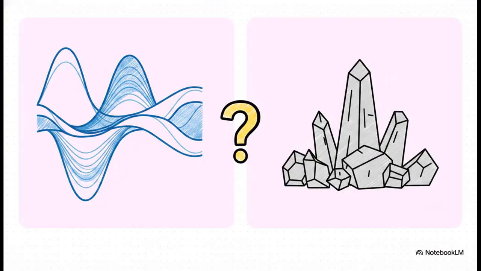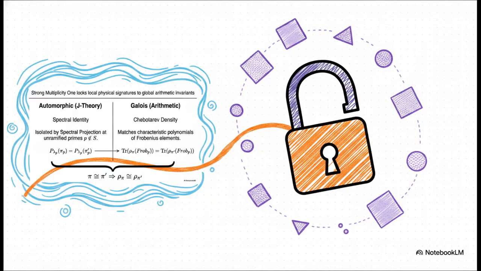So the core challenge we're facing lies right here in this duality. The automorphic or spectral side behaves a lot like a continuous ocean of waveforms, flowing, connected. On the flip side, the Galois or arithmetic side is more like rigid, isolated islands of discrete prime numbers. The big question is, how in the world do we mathematically map a continuous ocean to a bunch of discrete islands? The answer is a concept called strong multiplicity 1.